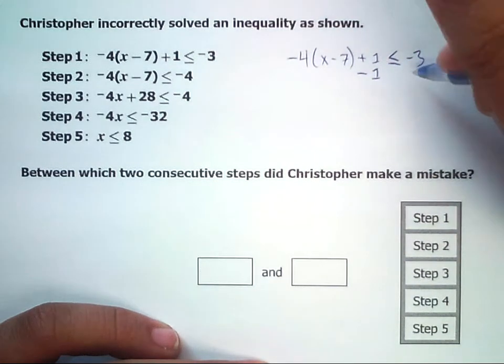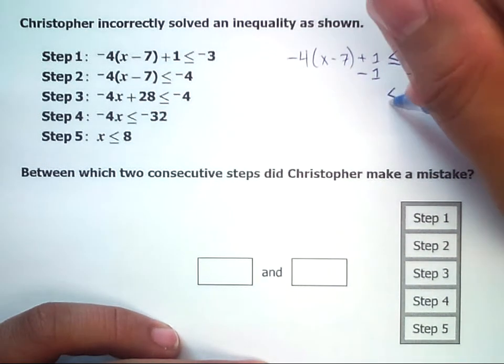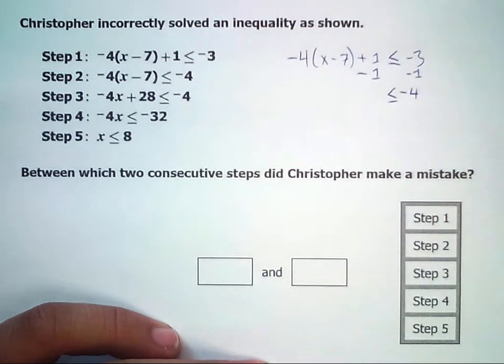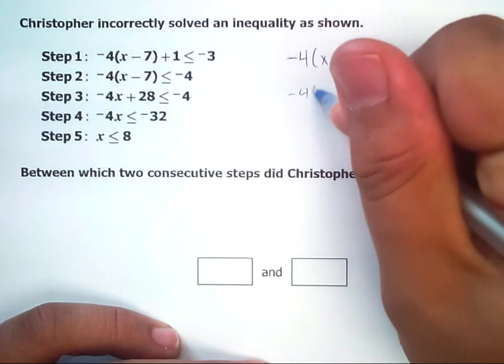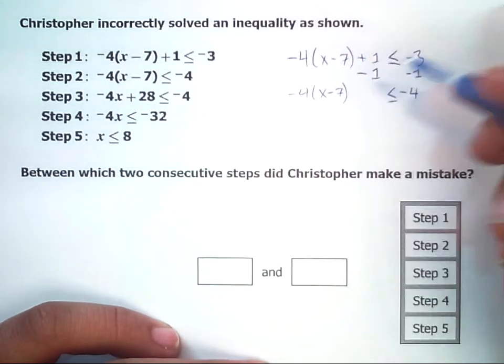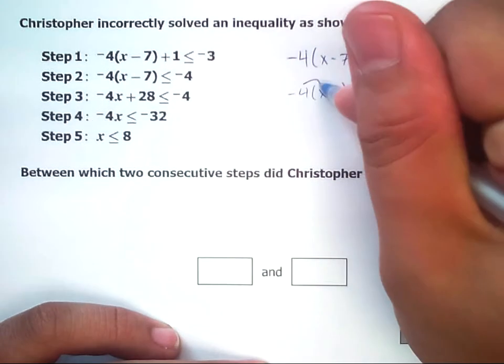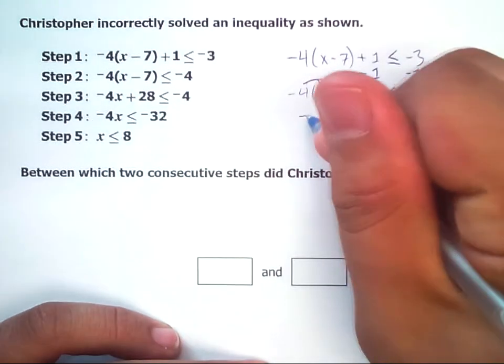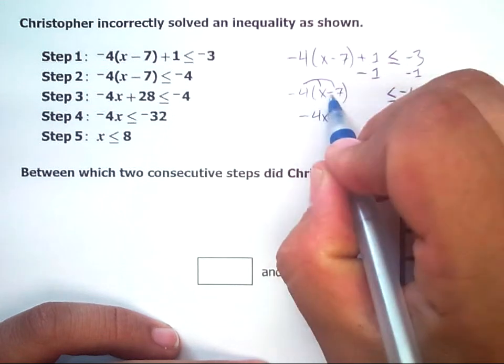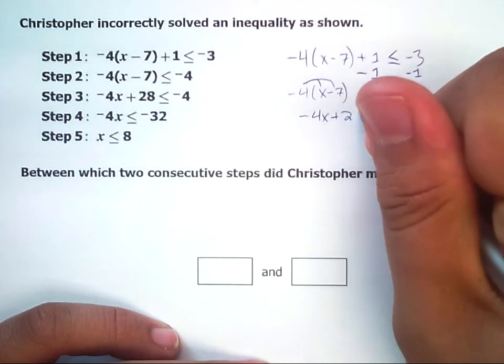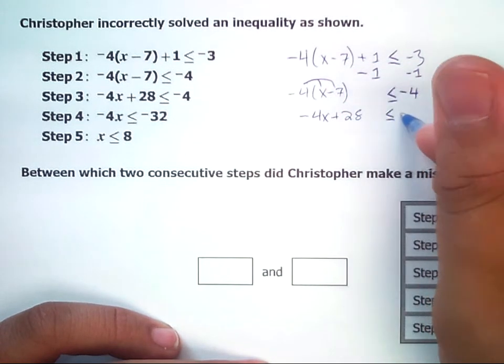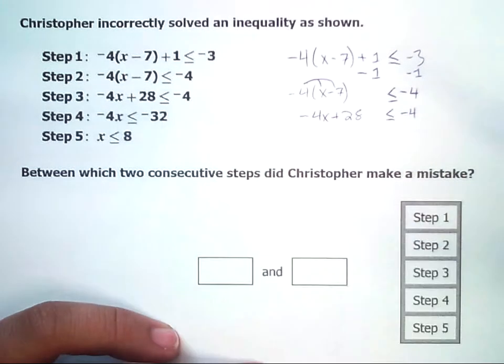Okay, so minus 1 from both sides. I get this becomes negative 4. And that's what they got. All right, negative 4. It's not wrong. It's just doing it differently. That's fine. All right, then it looks like they distributed. Okay, well, when I distribute, I get negative 4x, a negative times a negative, that becomes positive 28 is less than or equal to negative 4. Cool, that's what they ended up with.